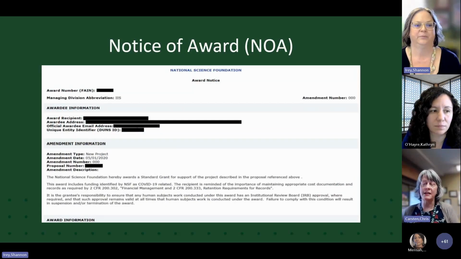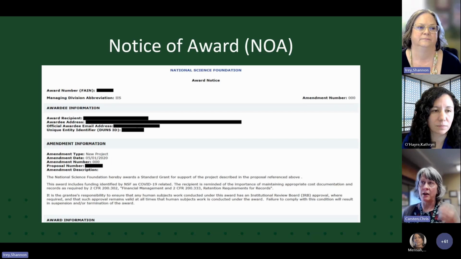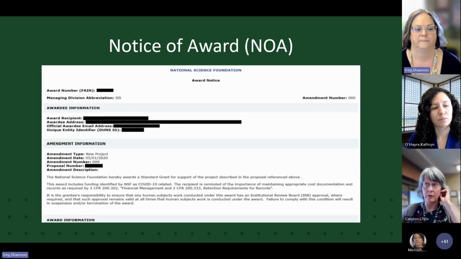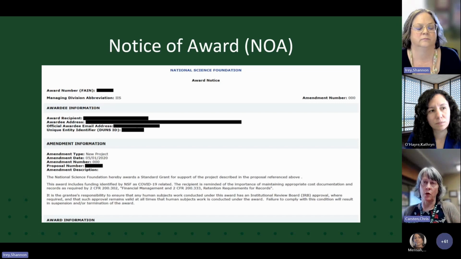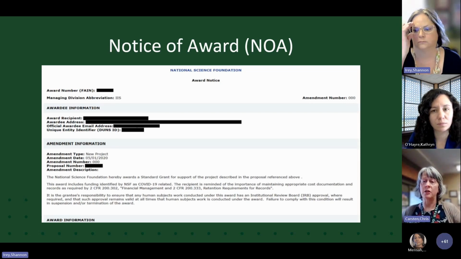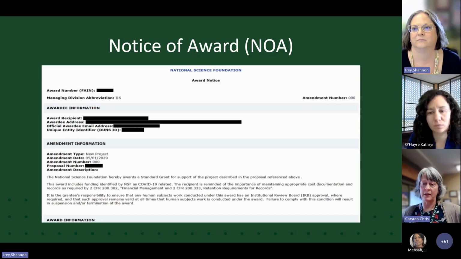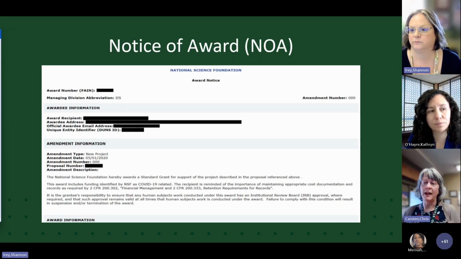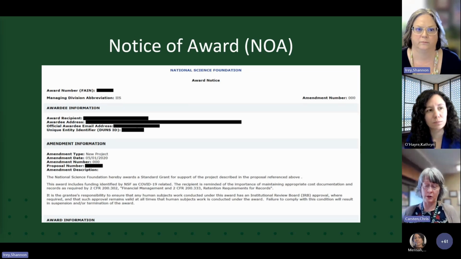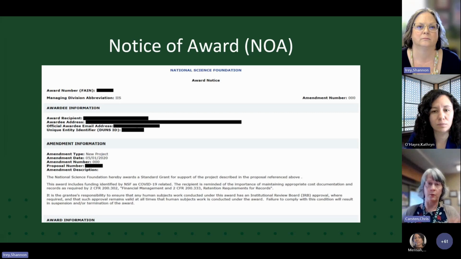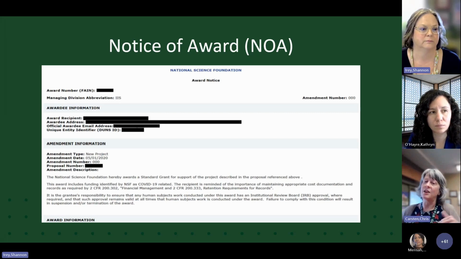Okay, so this is a screenshot of a basic notice of award. This notice of award concept is our trigger to start OSP processes: intake, negotiation, acceptance, and then down the road, award setup. There's a difference between this official notice of award and what often happens, where our PIs will get some kind of communication from the sponsor we submitted to, saying, we're going to fund you. That's not a notice of award. That's like an intent to fund.